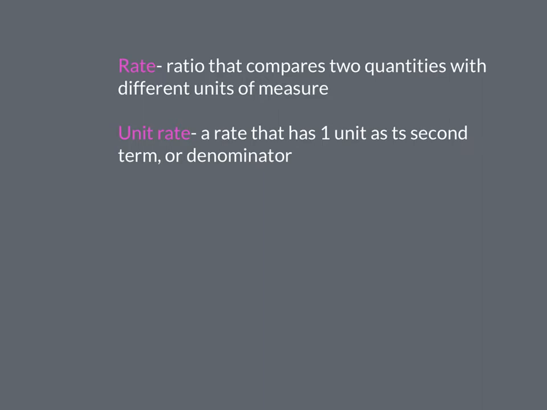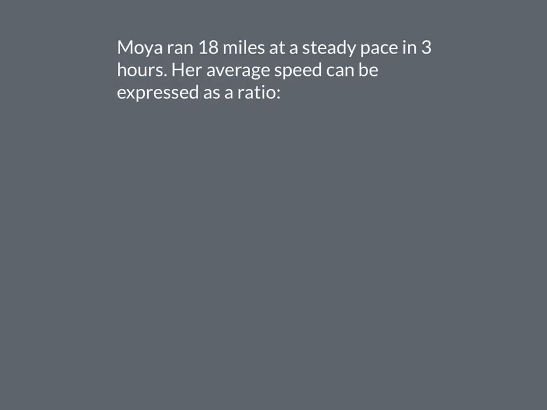The second vocabulary word is unit rate. That is a rate that has one unit as its second term or denominator. Let's take a look at the first question. It says Moya ran 18 miles at a steady pace in 3 hours. Her average speed can be expressed in a ratio, and that looks like this.